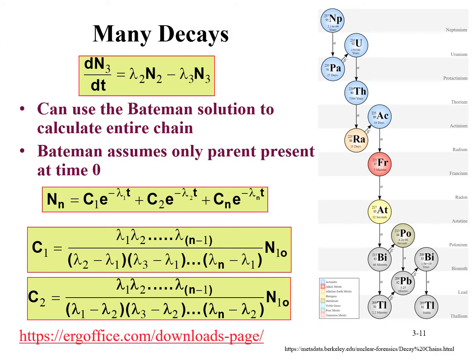So we talked about a parent-daughter decay. Well, what if we have a condition of many decays? So parent, one progeny to the next, so daughter, granddaughter, great-granddaughter. Here's an example of a decay chain that you could calculate with the Bateman equation.